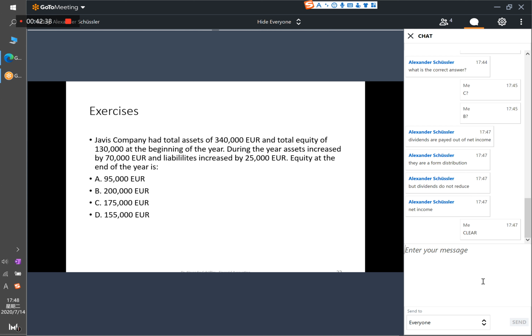This is the next one. Chavis company had total assets of 340,000 and total equity of 130,000 at the beginning of the year. During the year, assets increased by 70,000 and liabilities increased by 25,000. Equity at the end of the year is... Think about this.